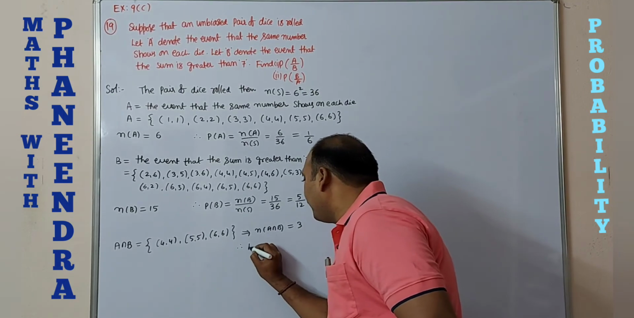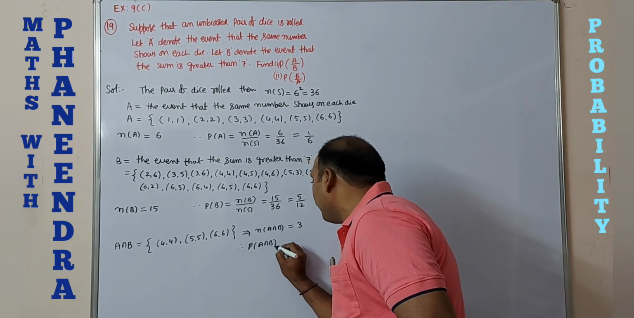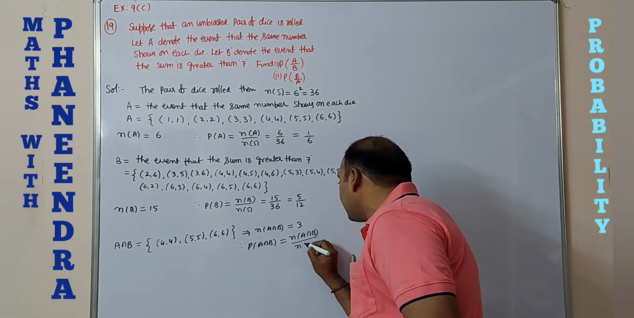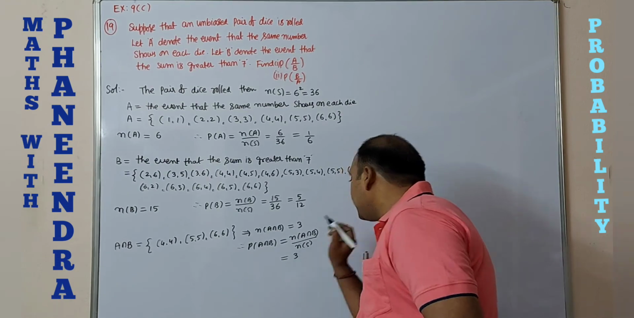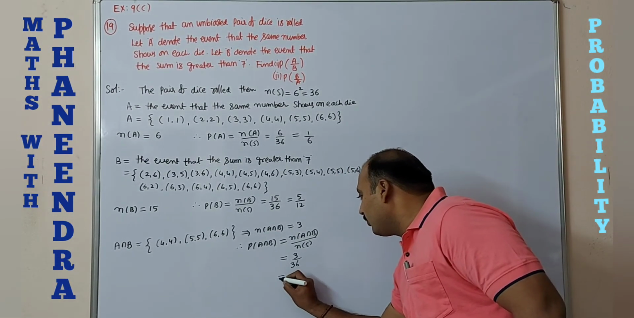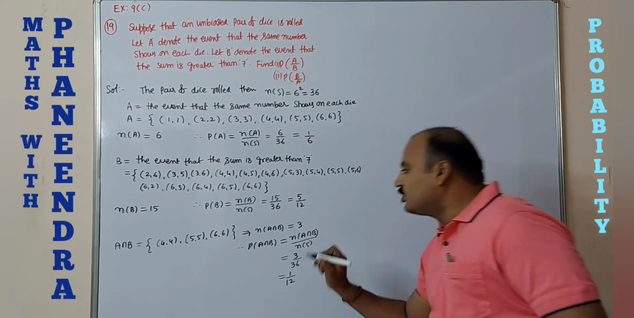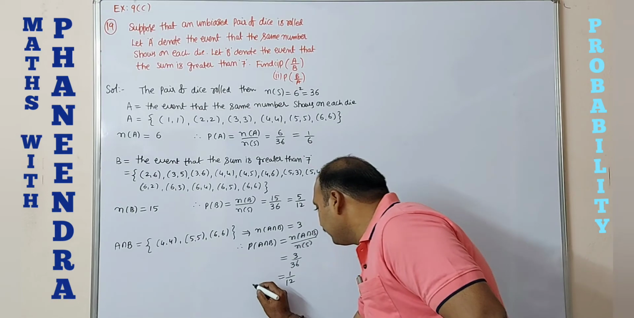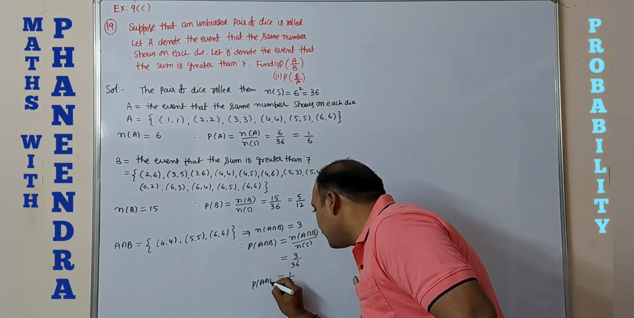So therefore P of A intersection B is equal to n of A intersection B divided by n of S. So n of A intersection B is 3, n of S is 36. 1 by 12. 3 ones are 3, 3 12s are 36. So this is about P of A intersection B. Now come to the first question.